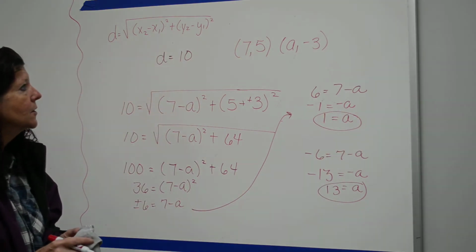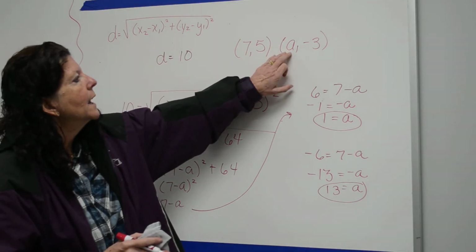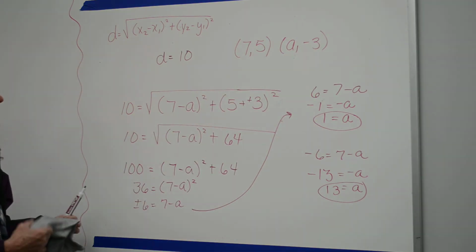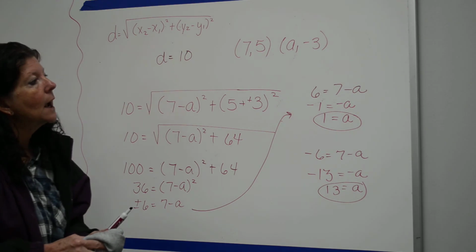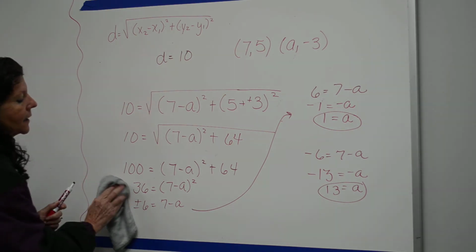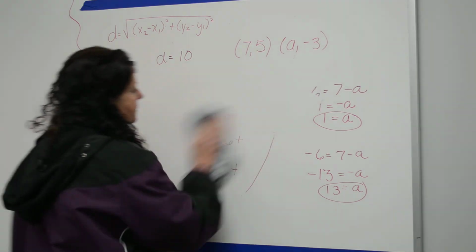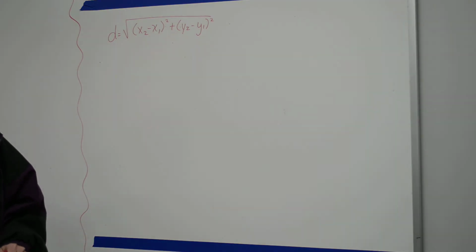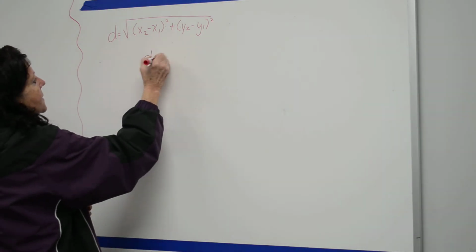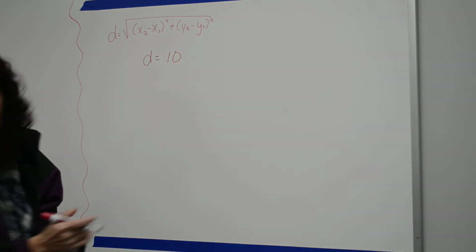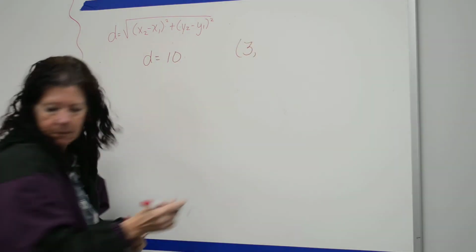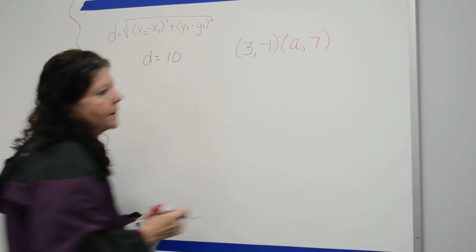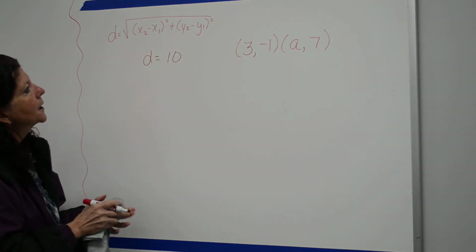Okay, so you're going to have two answers for these because you actually don't know which direction from this that's going to go. So there's two possibilities there that would have the same distance. All right, I'm going to give you one of these to try. Again, pause the video, do it, and then come back. All right, distance is equal to 10, and your points are (3, -1) and (A, 7). So go ahead and work this out and then come back and see if you got it correct.